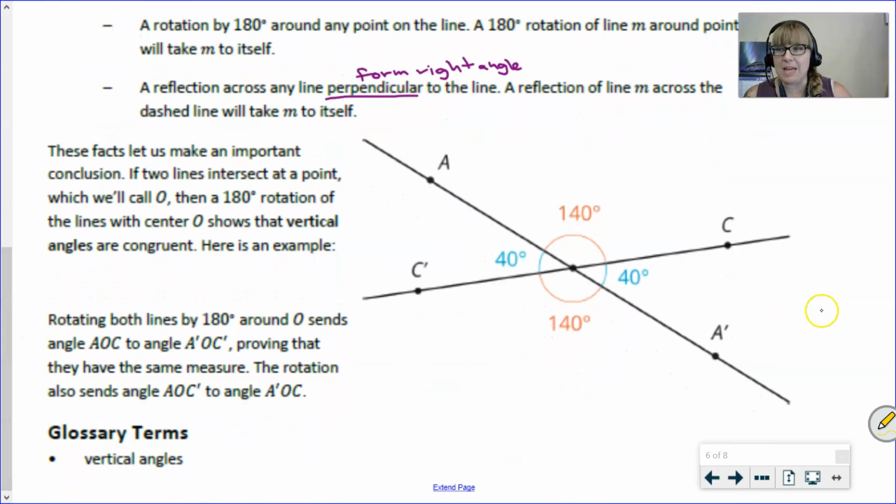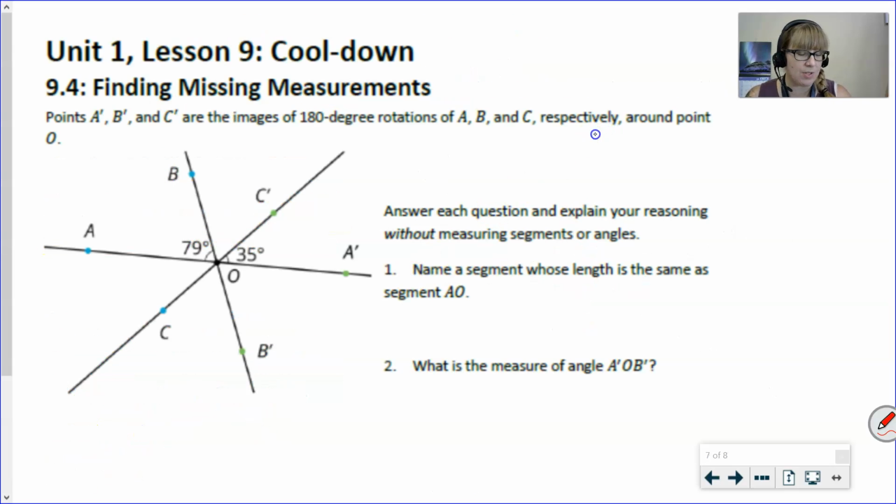These facts help us make an important conclusion. If two lines intersect at a point, which we call O, then a 180 degree rotation of the lines with center O shows that vertical angles are congruent. That's what we wrote down on that last page. Again, make sure you understand these here. Those are vertical angles. It's kind of hard to describe. It would almost be like saying the angles that are on opposite sides of each other. But understand that these are vertical angles, and vertical angles are congruent, meaning they have the same measure. That is our new glossary term, vertical angles, and it leads directly into our lesson cool down.